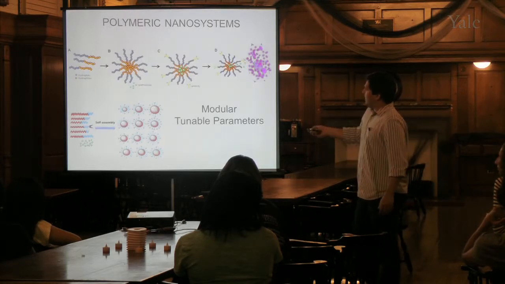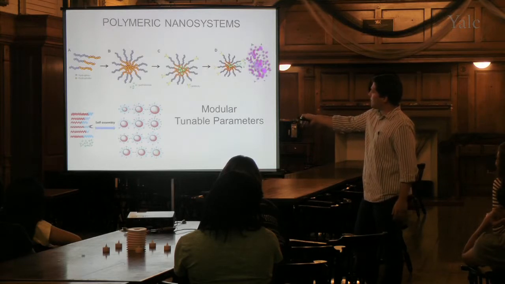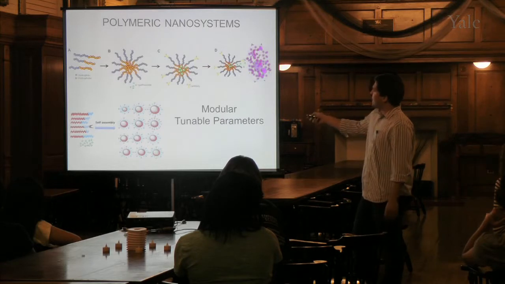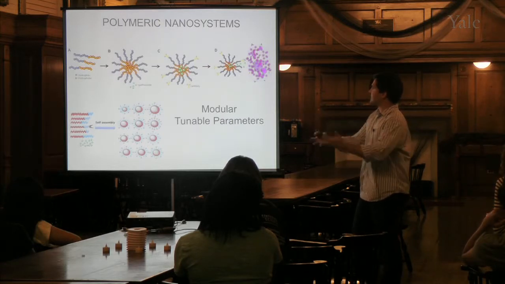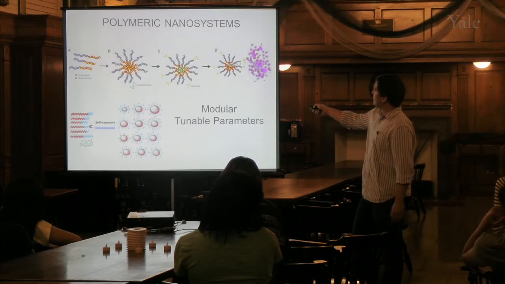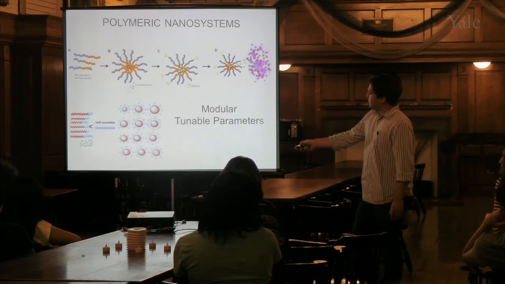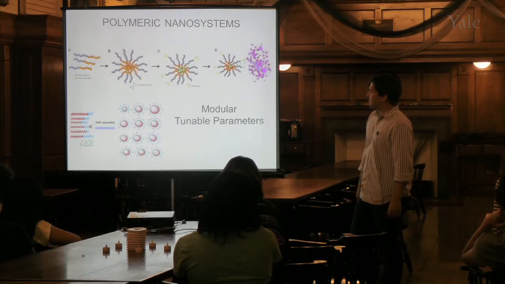Here you can envision loading drugs into the center of these, and you can even put targeting groups. This is an antibody, which binds specifically to very specific epitopes on proteins and molecules within the body. And now you have a particle to deliver drugs to very specific tissue types. This one in particular is delivering a cancer therapeutic to a cancer cell, which is recognized by this targeting molecule. It's also tunable by adjusting the parameters of the polymer.